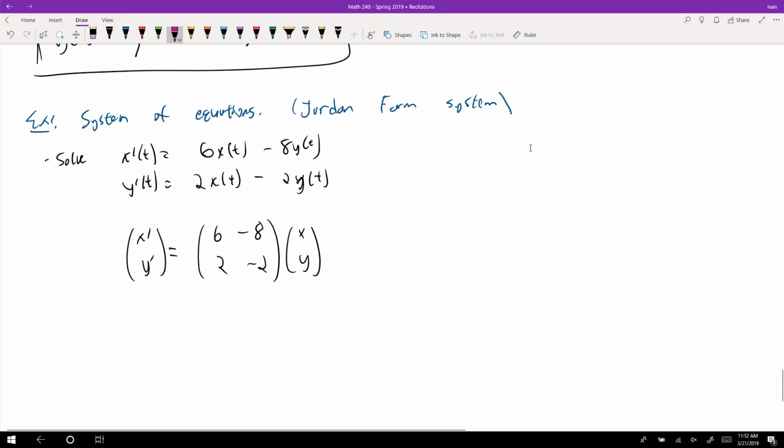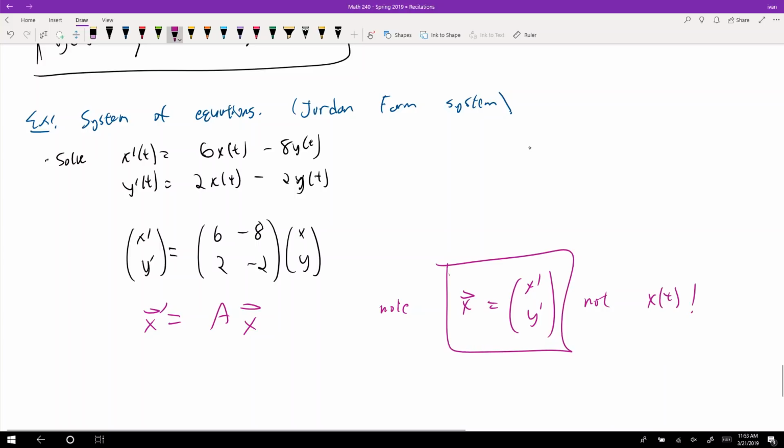And really what we have here is, I'll call this vector x, equal to some matrix A times x. In the book, they call this x prime is equal to Ax. So let's just leave it like this. Note that this is a vector x equal to x, y, not just like the function x of t. So that's what x is equal to. So we write x prime is equal to Ax.